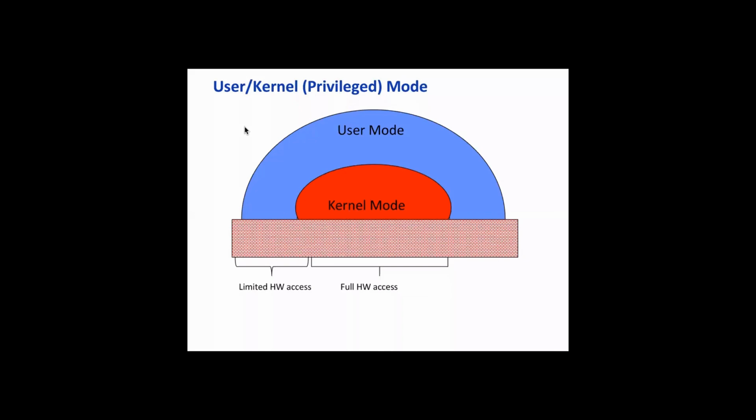There is a user mode and there is a kernel mode. So the processor is running a process either in user mode or in kernel mode. The kernel has full hardware access. So a kernel process can access anything in the system, whereas the user has very restricted access.